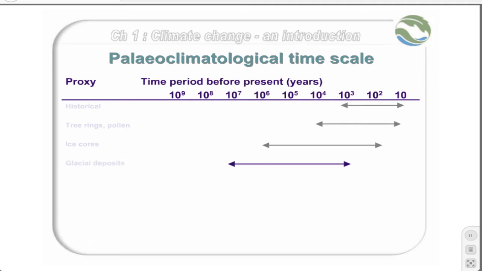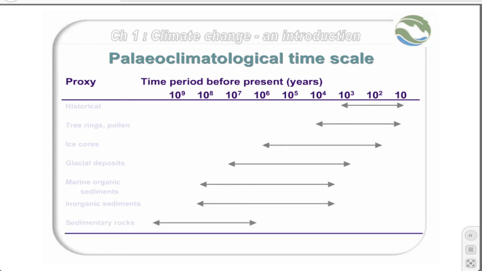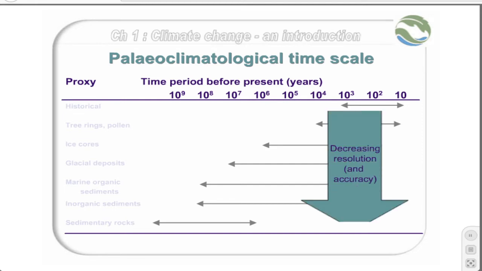Ancient glacial deposits can have been laid down by glacial movements tens of millions of years ago, and marine, organic, and inorganic sediments provide data up to several hundred million years ago. Furthermore, some sedimentary rocks were laid down several billion years ago, but it is important to note that the resolution, and to some extent the accuracy of these data, decreases as we look further back in time.